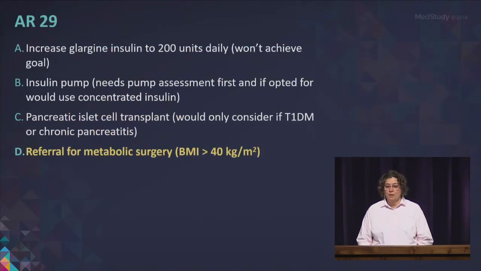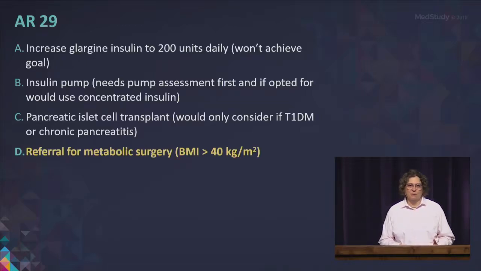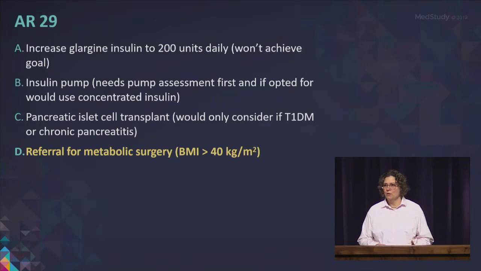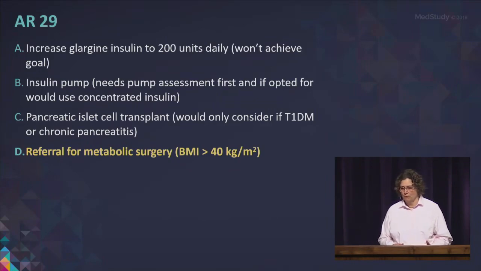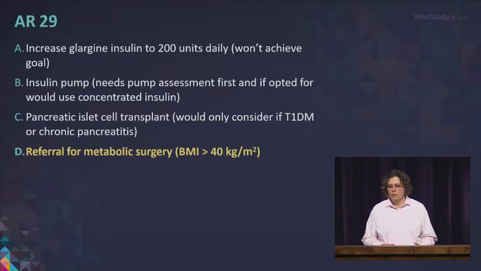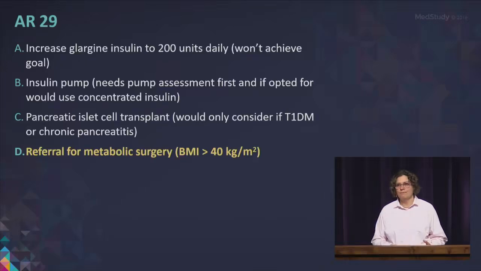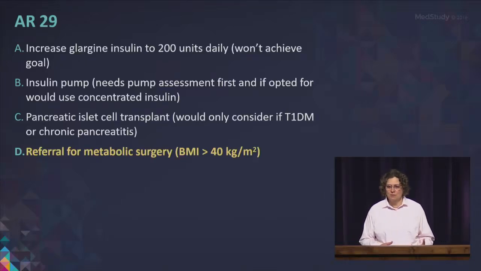Answer is D. So going up from 160 to 200 is just such a small impact, right? Because we look at percent increase. So that really will not achieve the control we are looking for. Islet cell transplant, we really only consider if someone has type 1 diabetes or chronic pancreatitis for preservation of what they have. Insulin pump is not warranted, but insulin pump is never a quick fix.